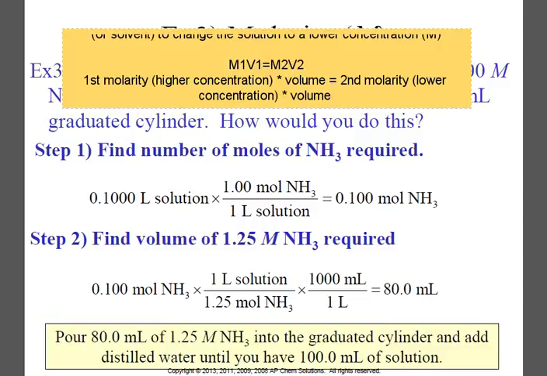So then what do we do? Because the question is, how would you do this? Not just the math. So you're going to take the 80 milliliters of your more concentrated solution and put it into the graduated cylinder. And then you'll add water until you get 100 milliliters. So how much water are you going to be adding? You'll be adding about 20 milliliters of water. So that 100 milliliters that they asked for would be your total at the end.